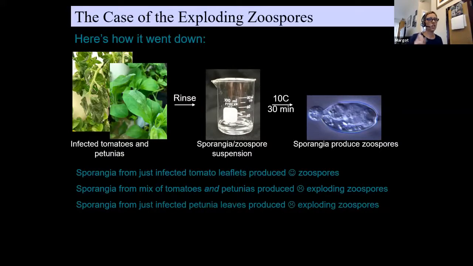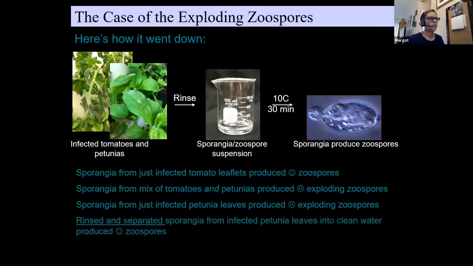But if I took just the petunias all by themselves and rinsed them off into water and then took them through this process and looked for zoospores in 30 minutes, they were exploding. So it seemed to be something coming from the petunias. The question then was, was it something causing the zoospores to not be formed correctly during the process of development on a petunia, or was it something in the solution around the zoospores coming from the petunias?